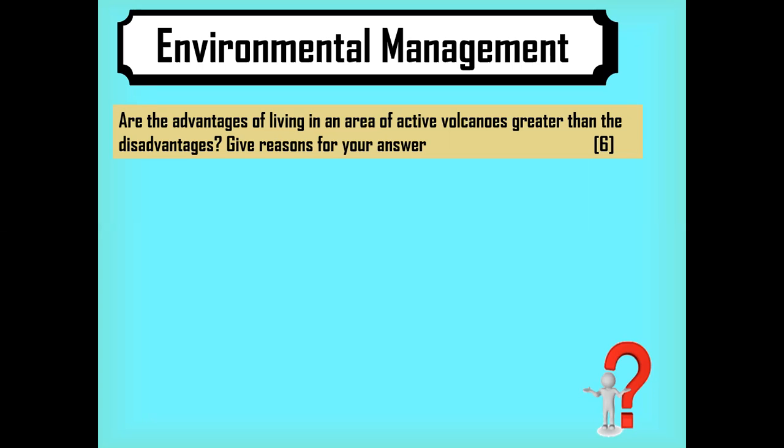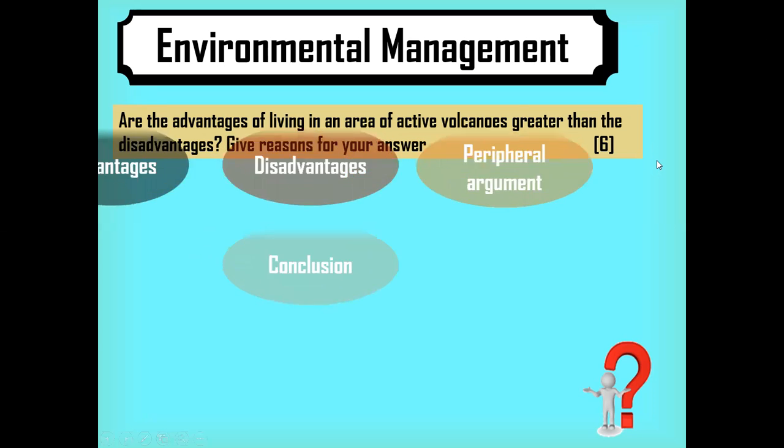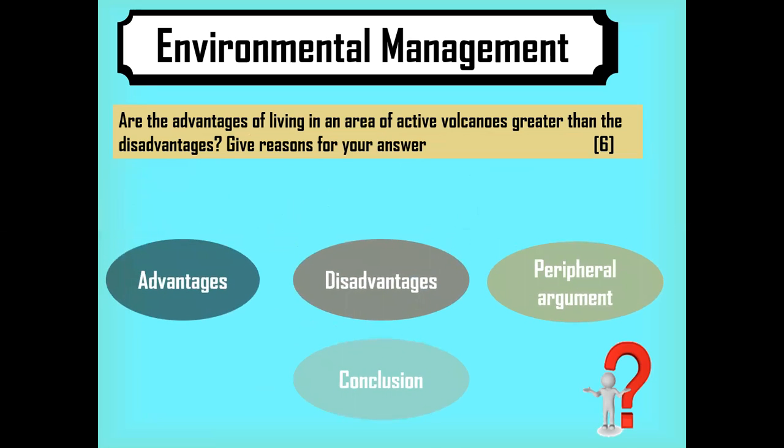Give reasons for your answer. Now, there are different components to this question, so we will break it into its components. Number one, advantages. Number two, disadvantages. Number three, peripheral argument. And number four, conclusions. We are supposed to briefly discuss these different factors.